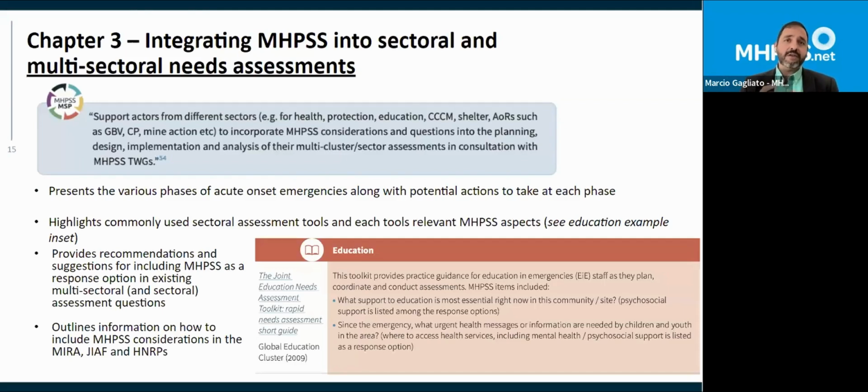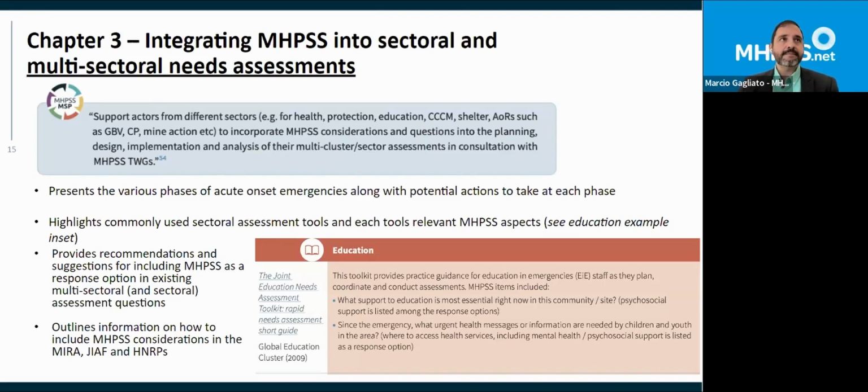population. This chapter explores the humanitarian program cycle operational framework, which sets out the sequence of actions to prepare for an emergency when it takes place. So: plan, mobilize resources, implement and monitor, and evaluate and report on collective responses. It shows how to include MHPSS considerations in the MIRA assessment, the multi-sectoral initial rapid assessment that takes place in the first few days of an emergency. Also, how to integrate with the joint intersectoral analysis framework and the humanitarian response plans, which are standard frameworks of assessment and reports in the humanitarian field.